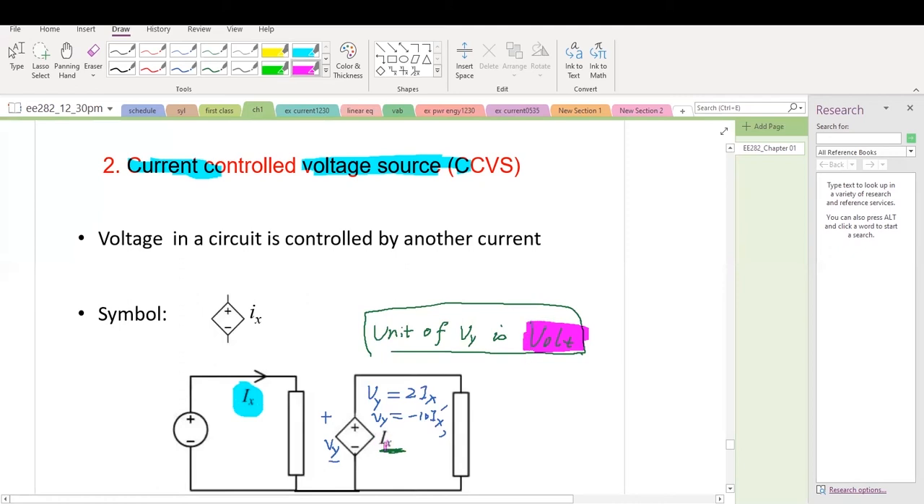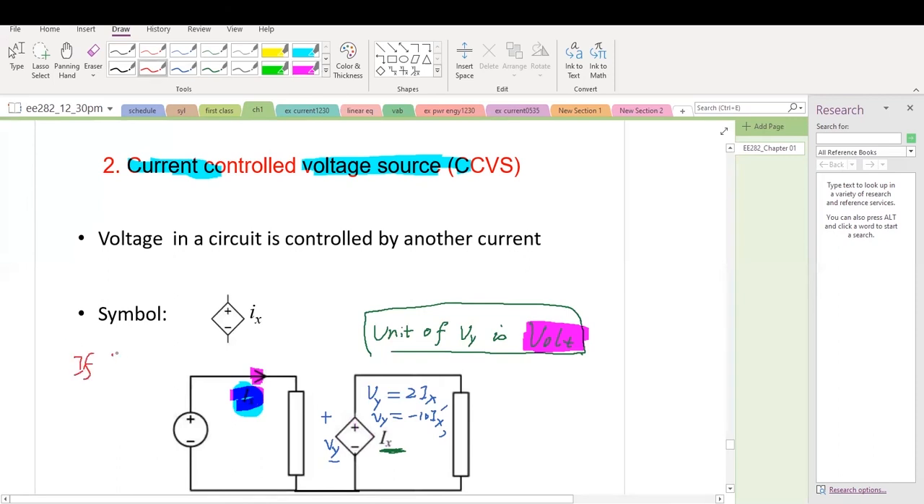Sometimes we're confused by the current here. There's an Ix. The unit of Ix is A, amp. We were thinking, okay, because it's Ix here, the unit of Ix will carry over here. In this case, it's no. To understand that, it is a controlled voltage value: the value of Vy is controlled by the value of Ix.